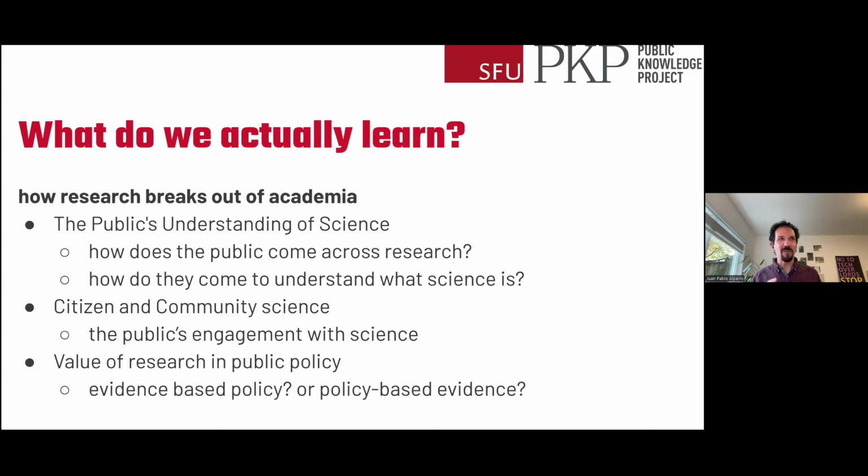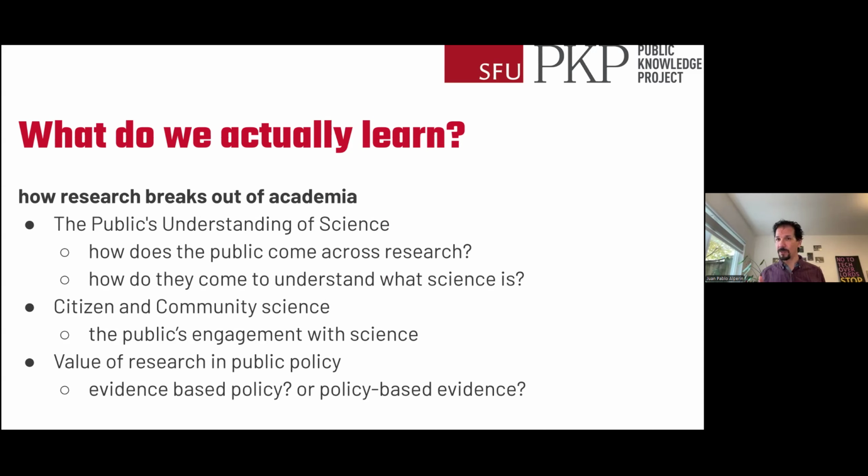Then we get into the meat of the course, the subject of the title, which is the different ways in which research makes its way out into academia. So we'll have already talked about open access as one form, but we also will talk about the public's understanding of science. How does the public come across research? Most commonly is through the media, right? Research that gets communicated in the media.